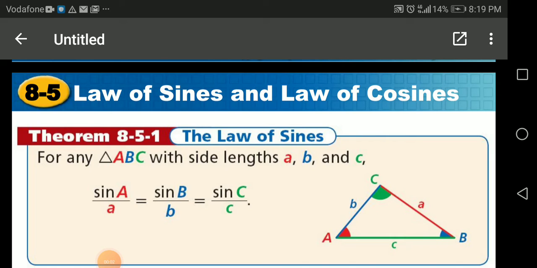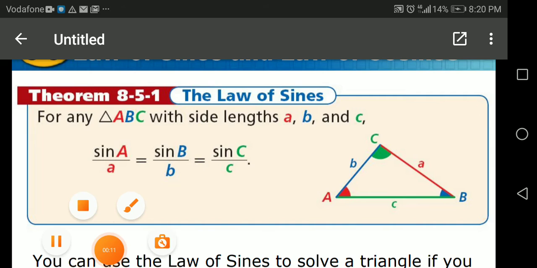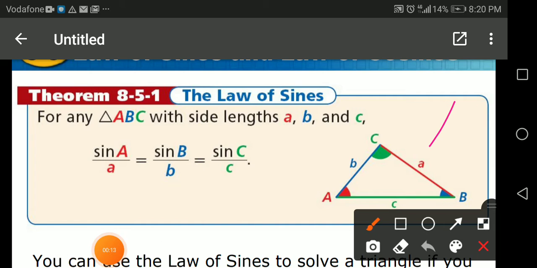Today we're going to talk about the law of sines and the law of cosines. Let's start. The law of sines is very easy. Remember with me, here I have this triangle with side lengths A, B and C. Okay guys? So here is a new rule, and a very easy one.